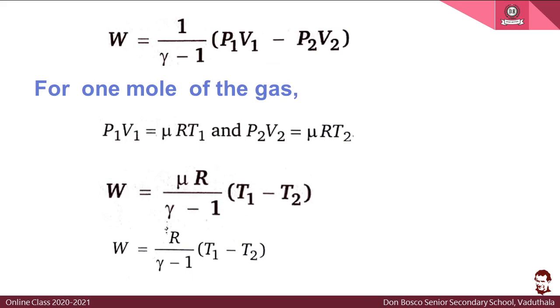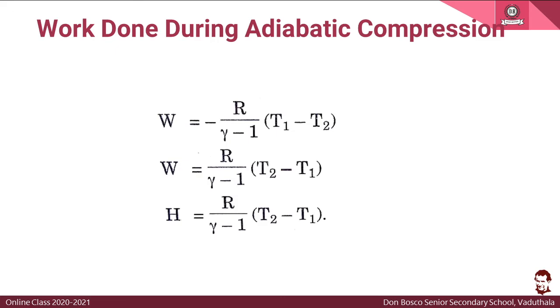Or for 1 mole of gas, it is mu R by gamma minus 1 into T1 minus T2, and with mu equal to 1, R by gamma minus 1 into T1 minus T2. Okay. If we use the same thing for compression, a negative sign is to be used, like in isothermal, what we were doing here. Negative R by gamma minus 1 into T1 minus T2. Taking the negative inside, it will be T2 minus T1.